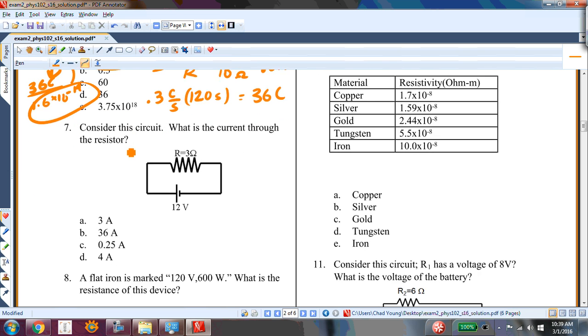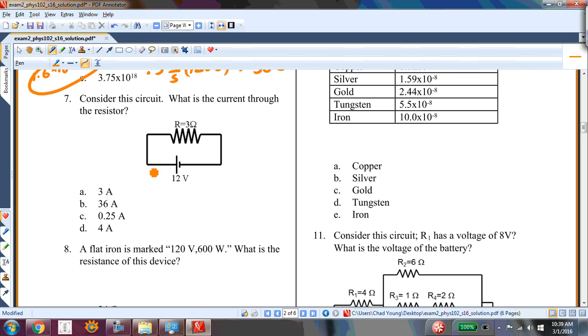Consider this circuit. What is the current through the resistor? Hopefully this was easy. So I have 12 volts. I want to know this current from Ohm's law. I is V over R. 12 divided by 3 is 4 amps. So D is 7.